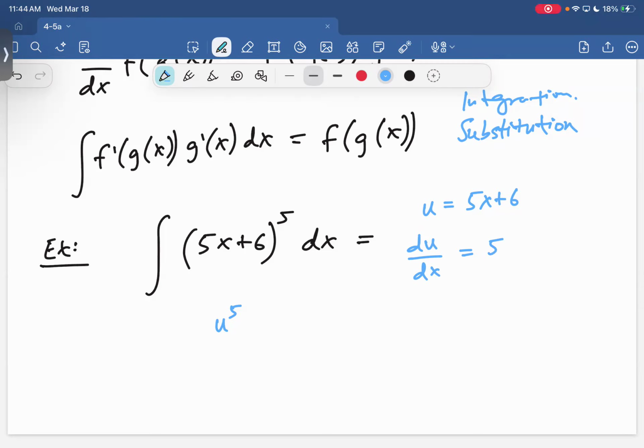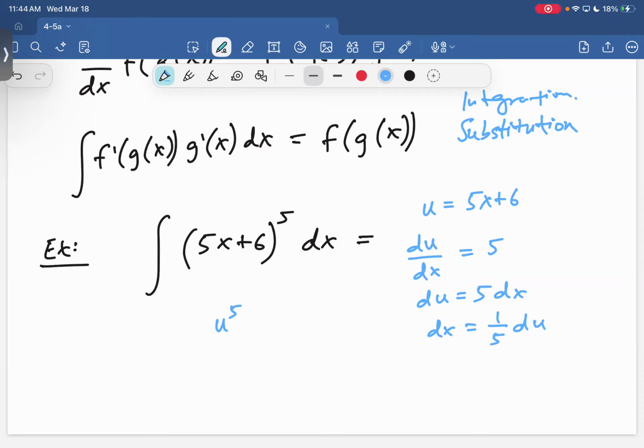And then the trick is to figure out, to isolate this dx. We're going to pretend like it's a fraction. And so what we're going to do is move the dx to the right side. So du equals 5 dx, which means that dx equals 1/5 du.